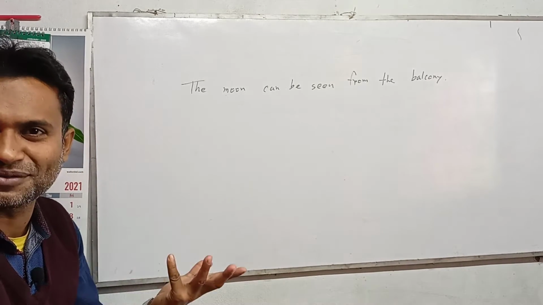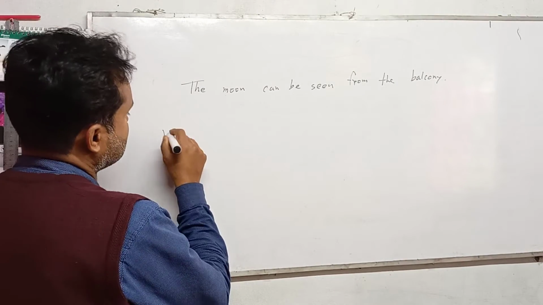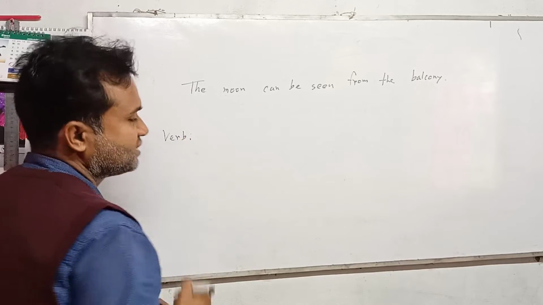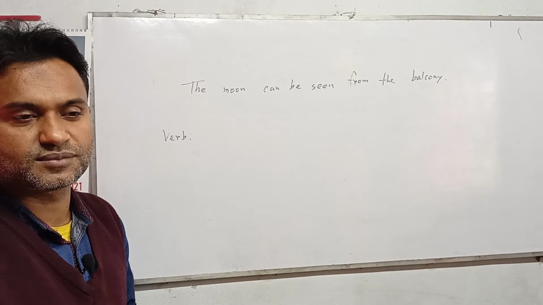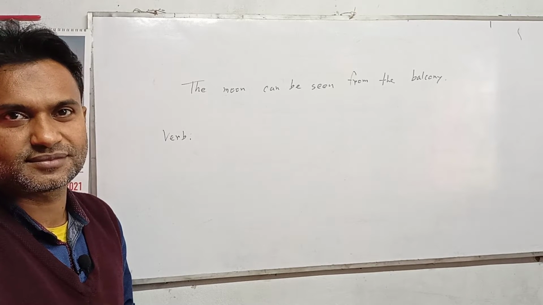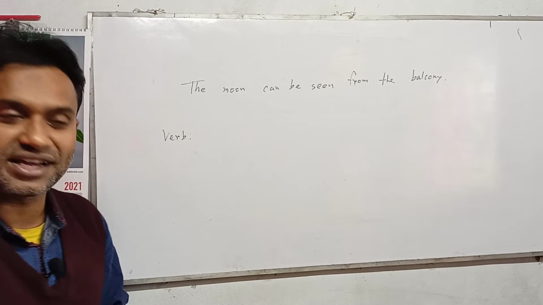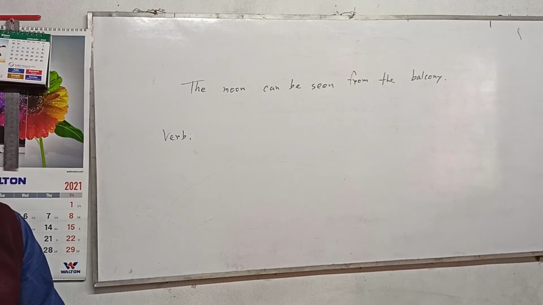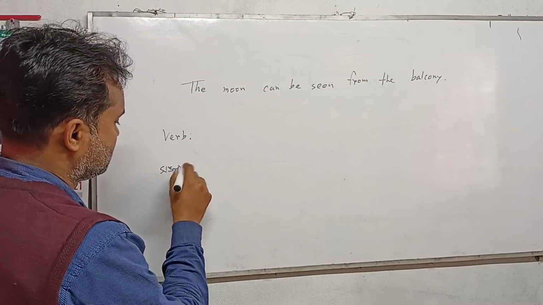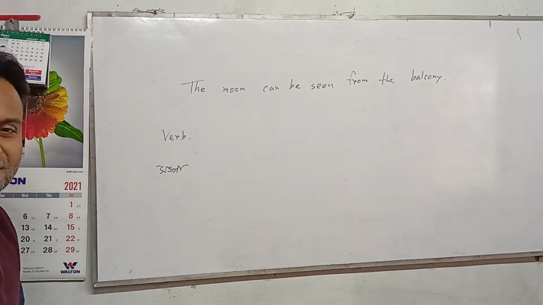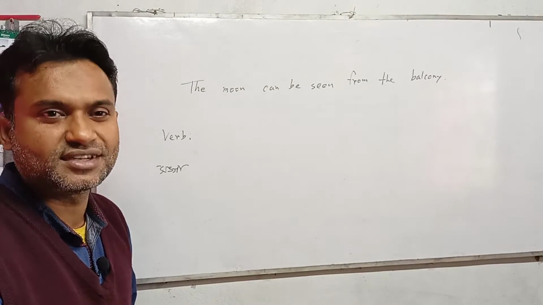Balcony. Okay, tell me, what is the verb? Seen. The definition. What is the verb? Who can tell? Sir, can be seen. Definition. How can you define? Do you know what define or definition means? Definition? You're right. Okay, what is the definition?